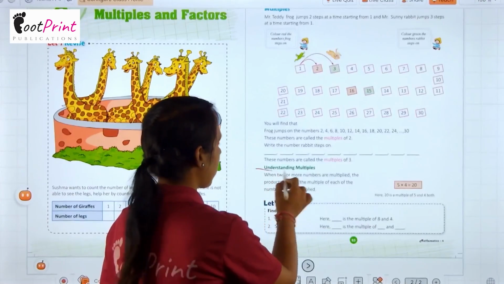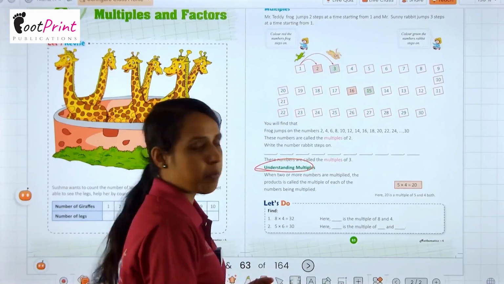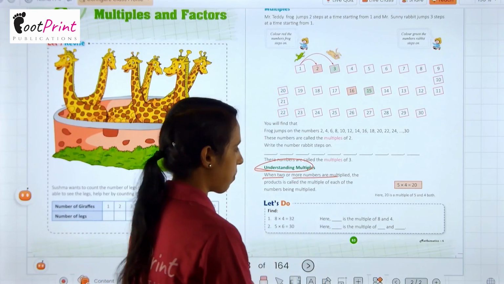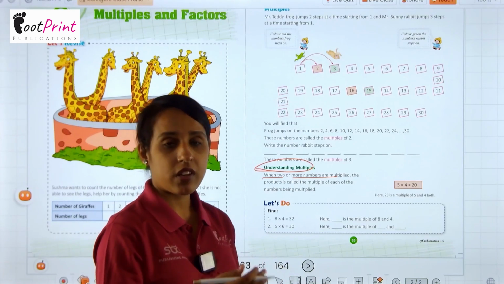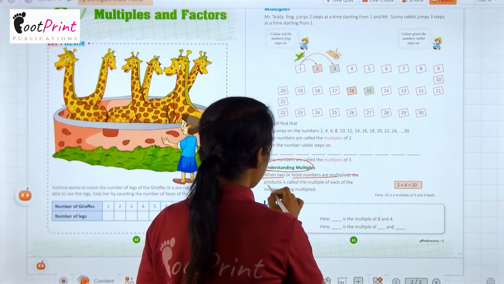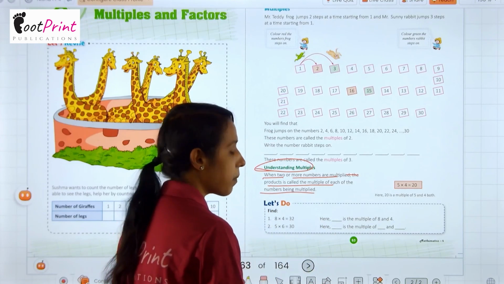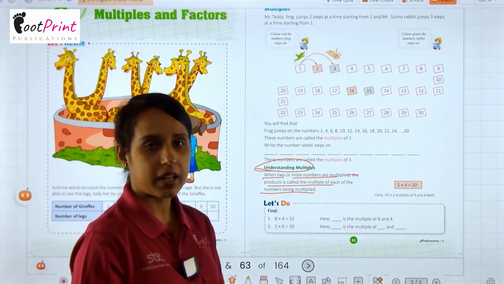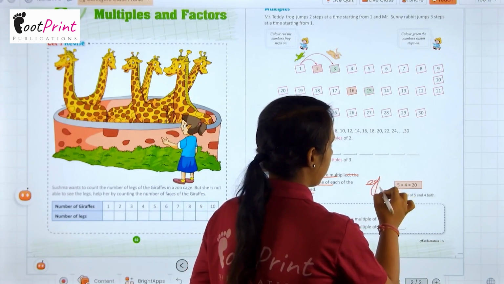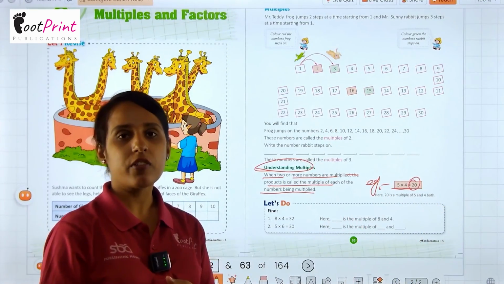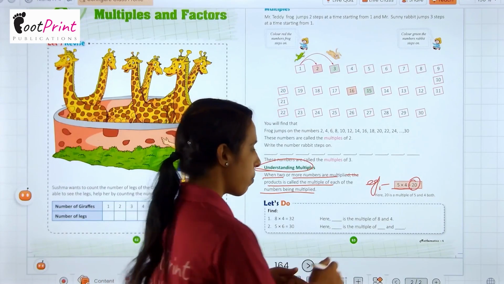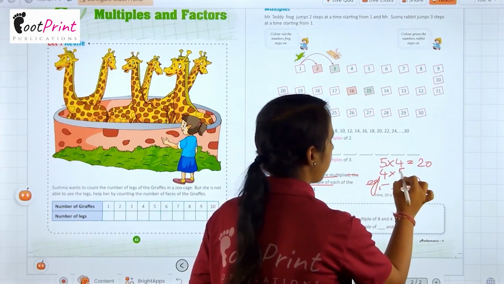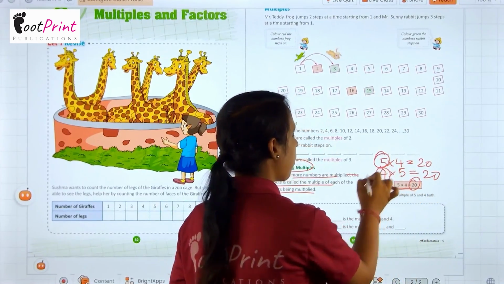Now we will move to the understanding multiples. So इसमें हम समझेंगे कि multiples को किस तरह से किया जाता है. When 2 or more numbers are multiplied, the product is called the multiple of each of the numbers being multiplied. तो उसका जो आंसर आएगा मीन्स जो प्रोडक्ट आएगा वो हर एक नंबर का मल्टीपल होगा. For example here 5 4s are 20. It means 20 is the multiple of 5 and 4 both. 5 4s are 20 and 4 5s are 20. It means it is a multiple of 5 and 4 also.